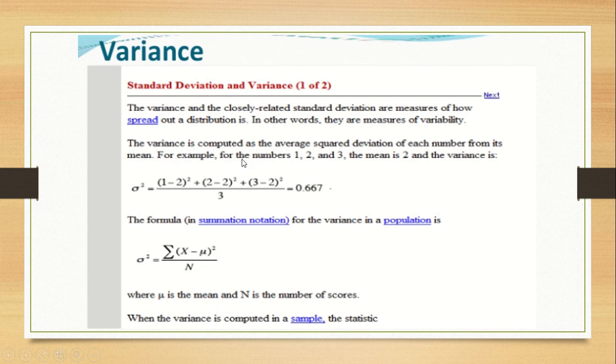So for example, for the numbers 1, 2, 3, the mean is 2. And this is the calculation of variance: (1 minus 2) squared plus (2 minus 2) squared plus (3 minus 2) squared. Then there are three numbers, three items here, so you divide by 3, equal to 0.667. Okay, you just square the deviations, you add them, then divide by the number of items.